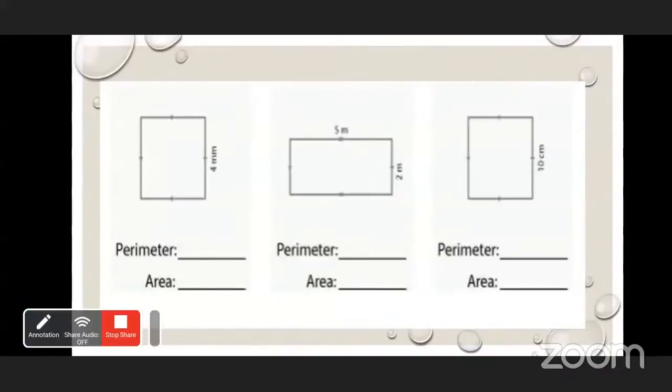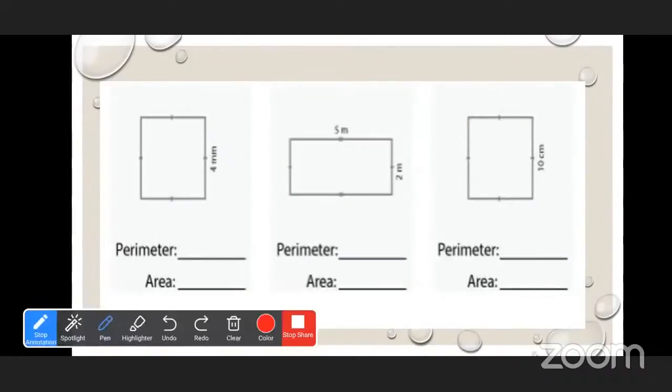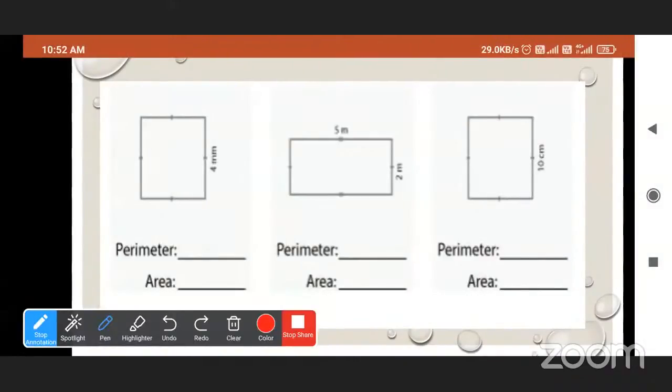Here also, the perimeter of the first square is, see here, the side is given, that is 4 millimeter. By adding all four sides, we will get perimeter. 4 plus 4 plus 4 plus 4, that is 16 mm. And area of this square is 4 multiplied by 4, which is 16 square millimeter.